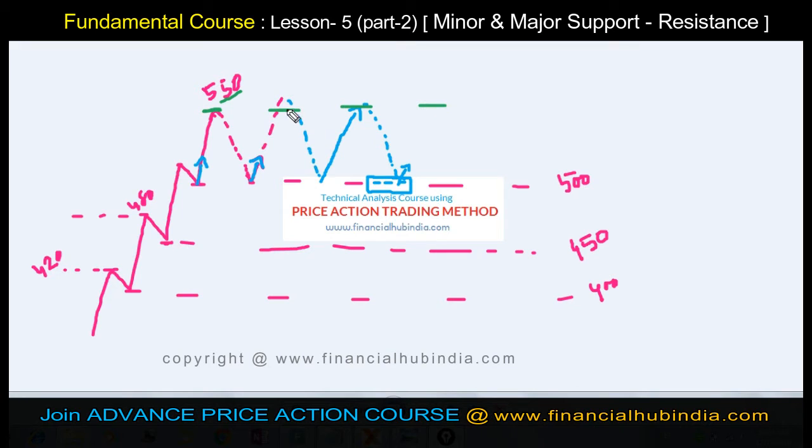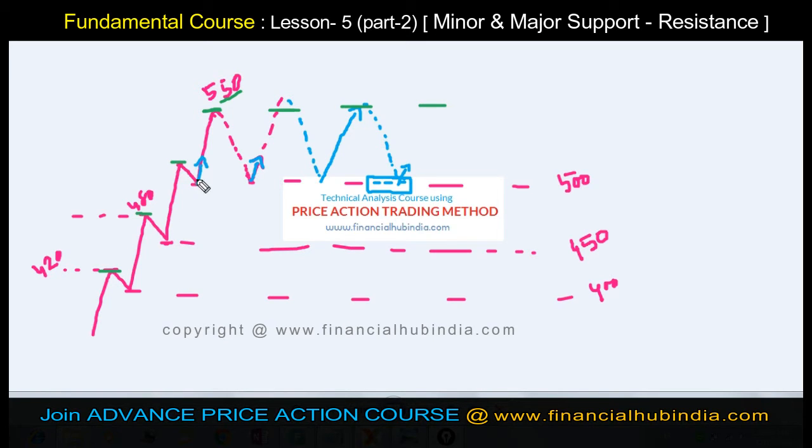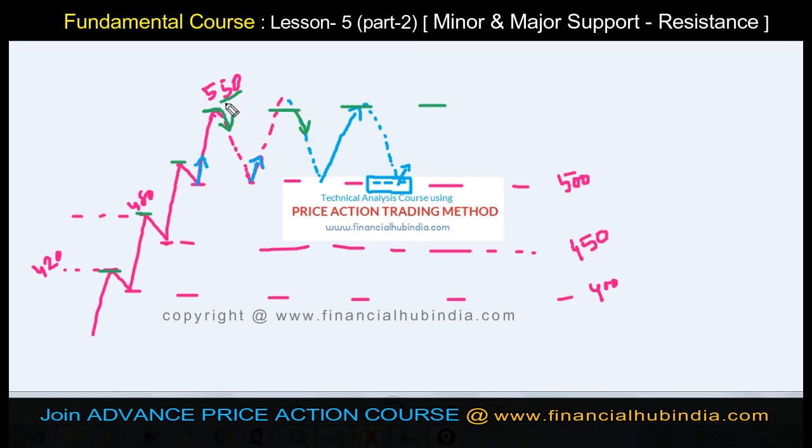Since we have multiple resistance points here, we'll say this is a key resistance area, isn't it? This 480 is a minor resistance area. 420 is a minor resistance area. These will be considered minor resistance areas because we have just one fall from that particular price area. But 550 will be a major resistance area, since we have multiple falls from that area. Alright, so it's pretty easy: what is major and minor resistance.